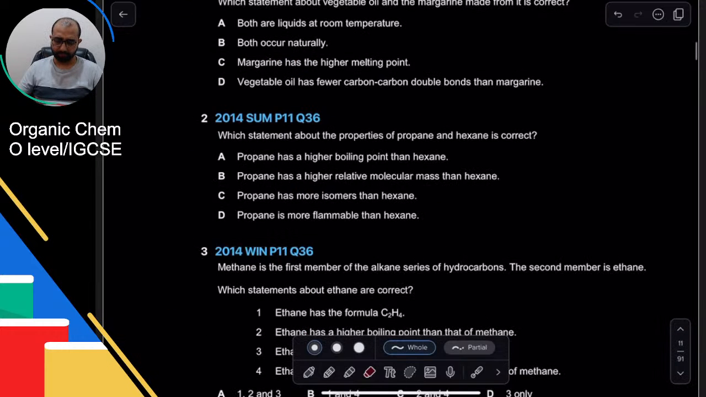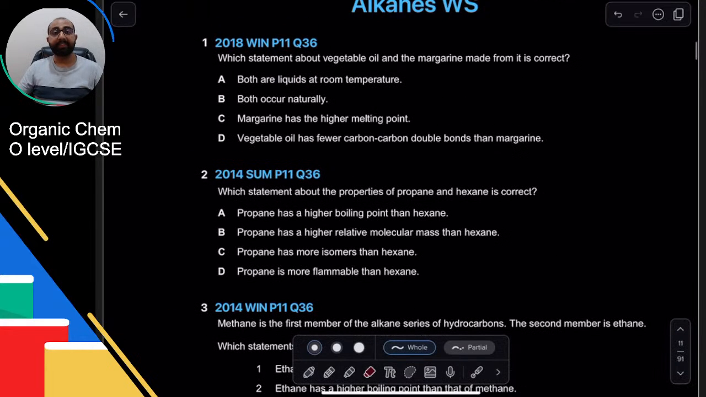All right, moving on. Now we are moving on to alkanes. So we have done the one for general hydrocarbons, and we're moving on to alkanes now. Which statement about vegetable oil and margarine made from it is correct? So what is vegetable oil? It is unsaturated. In fact, the word we use is polyunsaturated, meaning many carbon-carbon double bonds. So margarine is made when you remove the double bonds by adding hydrogen to them. So let's see.